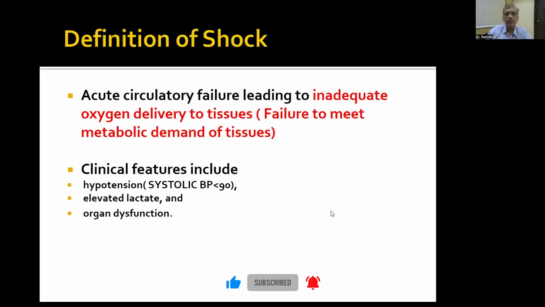Definition of shock: acute circulatory failure leading to inadequate oxygen delivery to tissue. That is basically a failure to meet the metabolic demand of the tissue. The clinical features include hypotension, that is systolic blood pressure less than 90, then elevated lactate level, and organ dysfunction. This organ dysfunction can vary from the earliest sign, maybe cold fingers or cold extremities, then tachycardia, hypotension, tachypnea, and the last is altered mental status. So these are all the clinical signs of hypoperfusion.